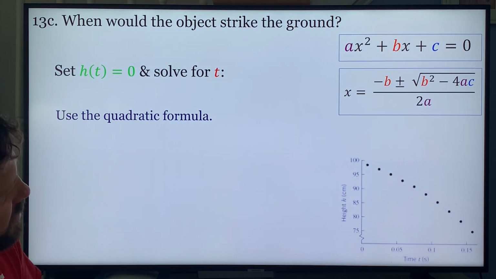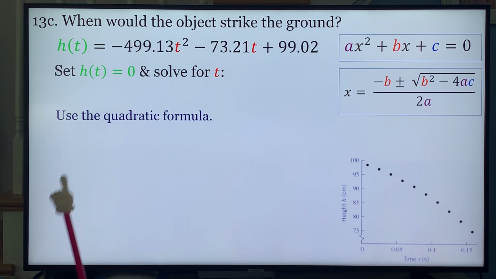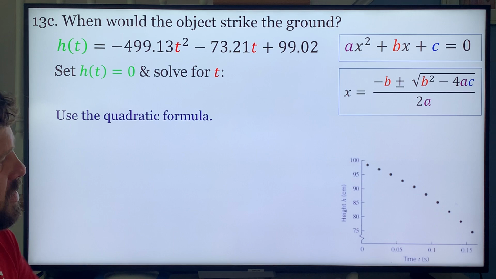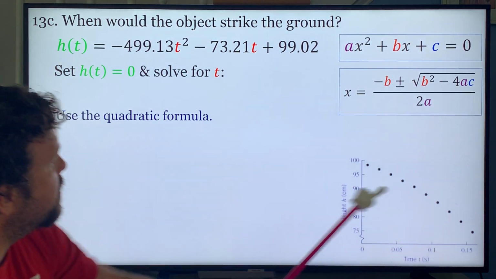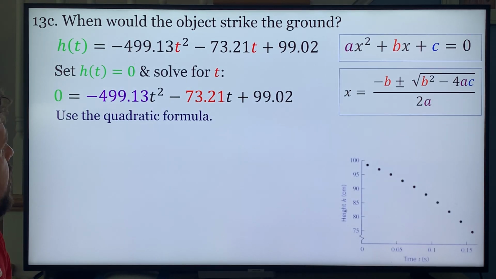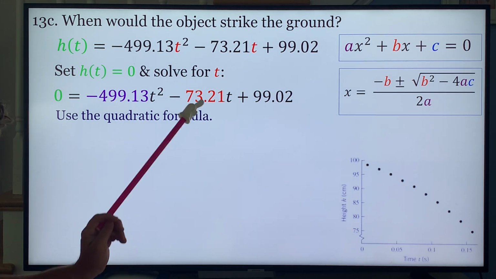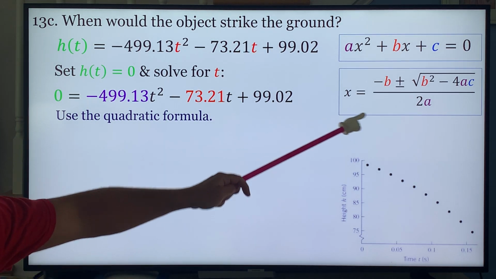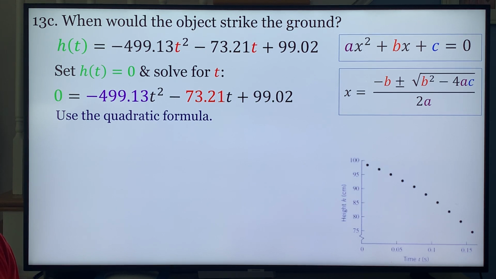All right. Oh, my graph didn't come out here. So this part right here: when will the object strike the ground? Here's our equation. It would strike the ground when h of t equals 0. So as you can see, going to 0, negative 499.13 t squared. What equation do we have to use? The quadratic formula. So type it in, see if you guys remember to do that.